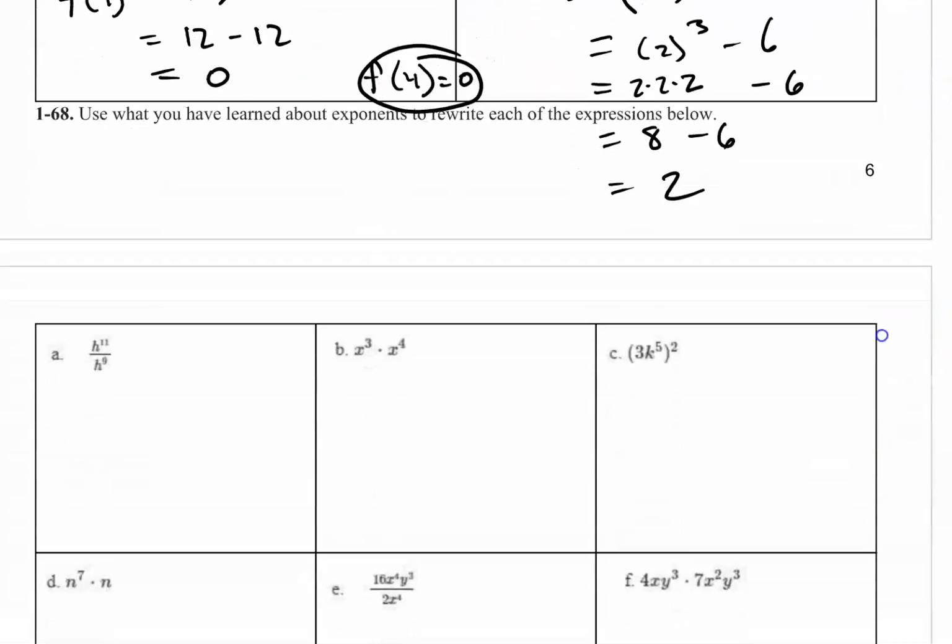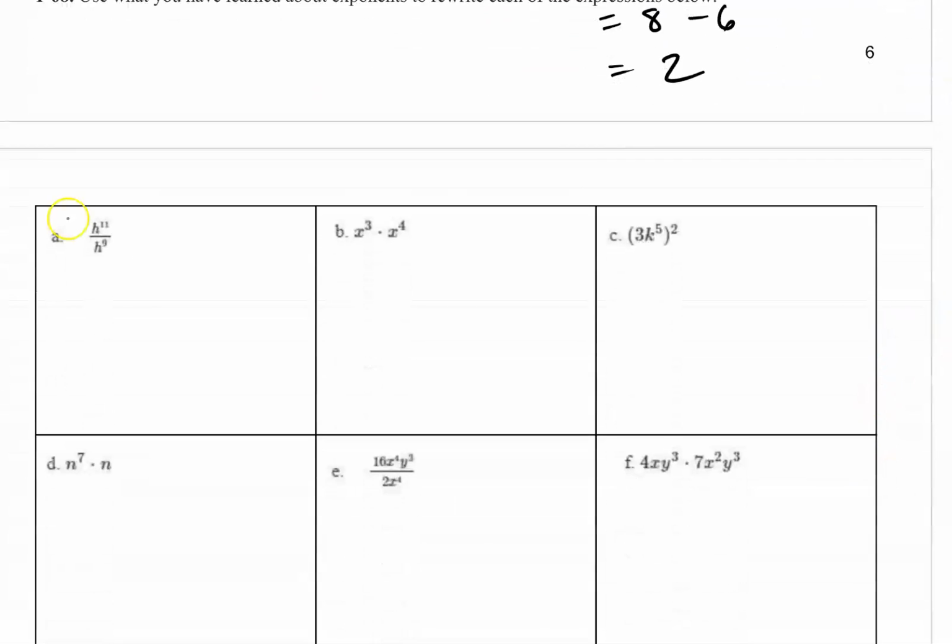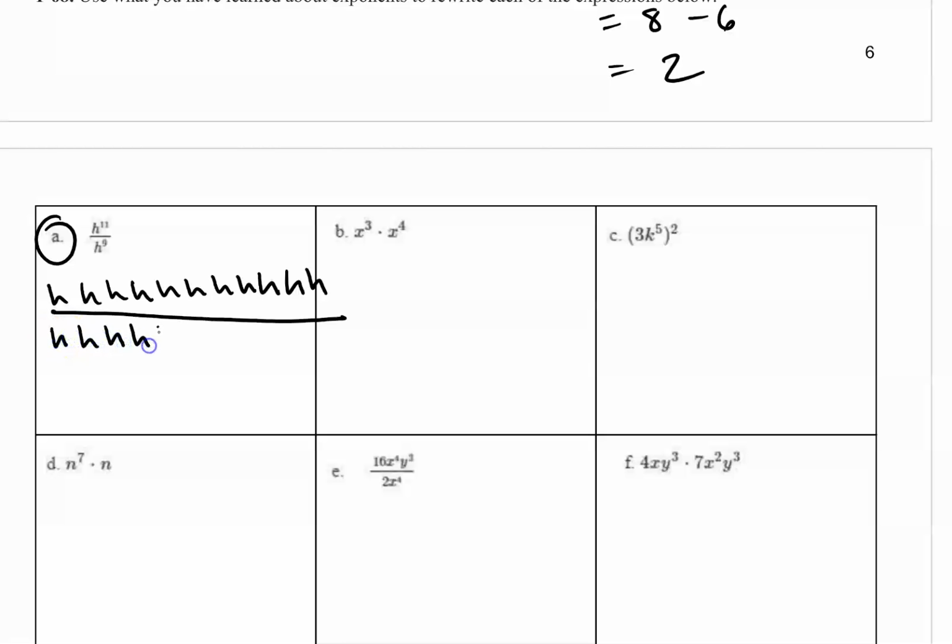Okie dokie. Let's go on to 168. Start with A. You can use the law of exponents, or you can rewrite it. So I'll do it both ways. On the top we have 11 H's: 1, 2, 3, 4, 5, 6, 7, 8, 9, 10, 11. On the bottom we have 9 H's: 1, 2, 3, 4, 5, 6, 7, 8, 9. And these are all multiplying. When you have an exponent, it means repeated multiplying.